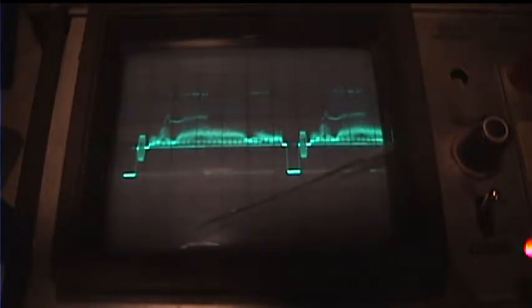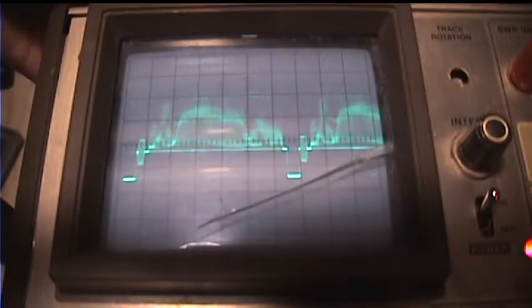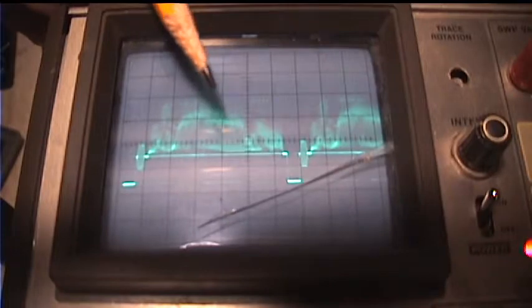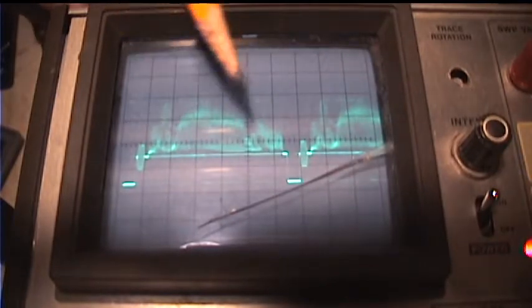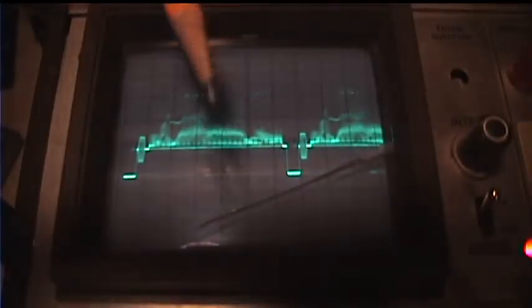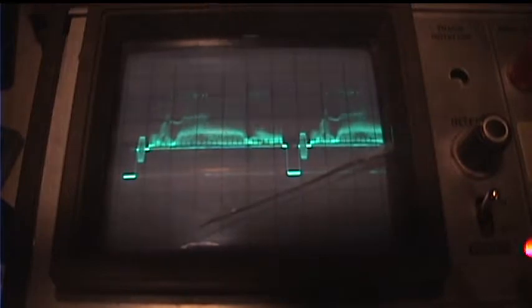So if you look, if I increase the lighting, for one thing it gets washed out, and you can see that those fringes get higher. But you also may have noticed that the entire waveform shifted up and down.